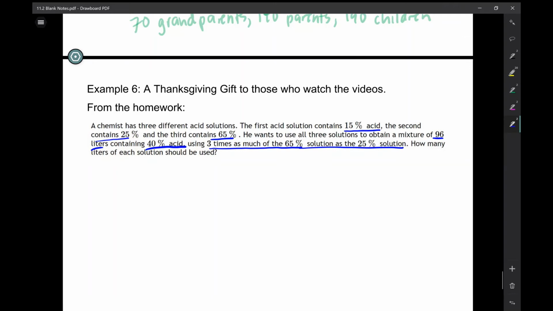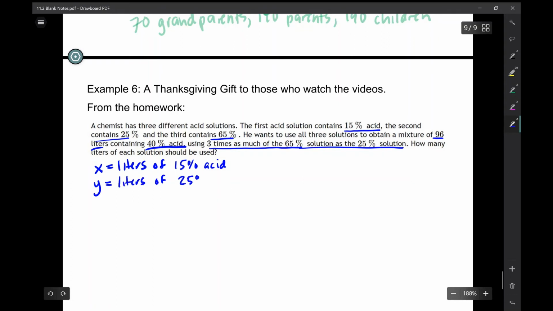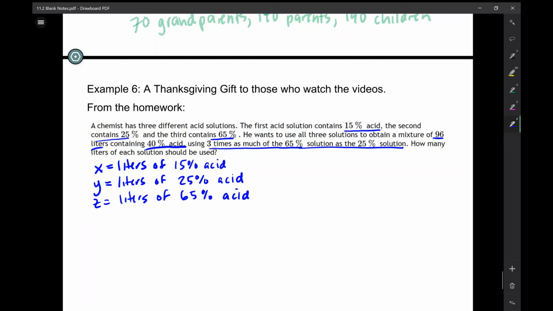All right, let's jump right in. Let X be equal to the liters of 15% acid. We'll have Y be equal to the liters of 25% acid. And we'll have Z be equal to the liters of 65% acid. He wants to use all 3 solutions to obtain a mixture of 96 liters. So the first equation we know is X plus Y plus Z equals 96.